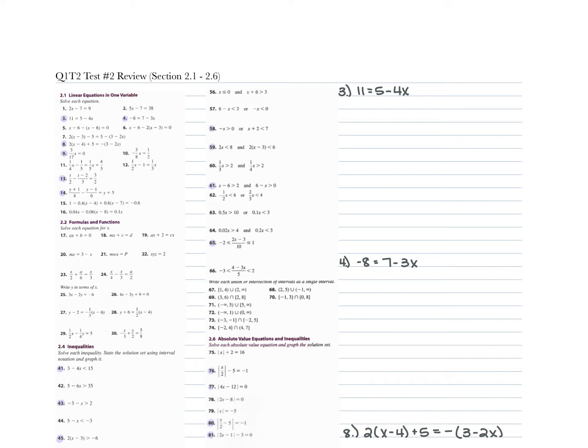Okay. All right. So again, we're just going to go question by question. The highlighted ones that I have are the ones that we're doing. Okay, so first one we're going to work on is number 3. We have 11 is equal to 5 minus 4x. We're just solving for x with this.